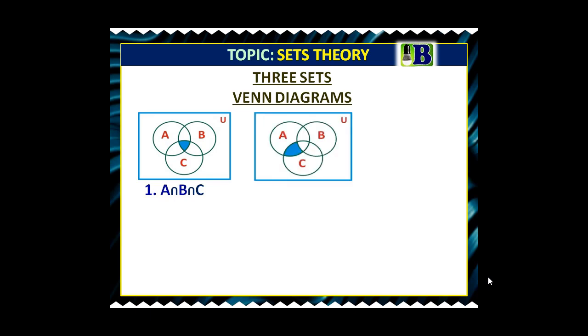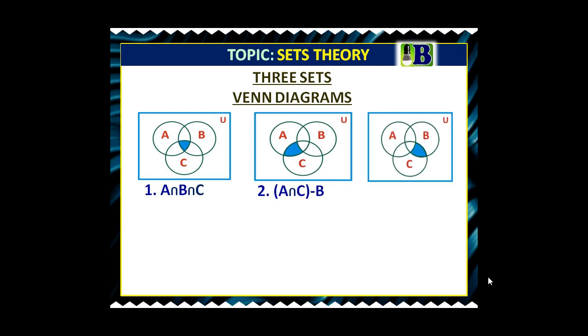Then the second diagram on the screen, the shaded portion of the diagram represents A intersect C minus B. What this means is that the element belongs to the intersection of A and C, but they are not found in B. Then we have the third diagram. The shaded portion of the third diagram represents B intersect C minus A, which means the element belongs to the intersection of B and C, but they are not found in A.